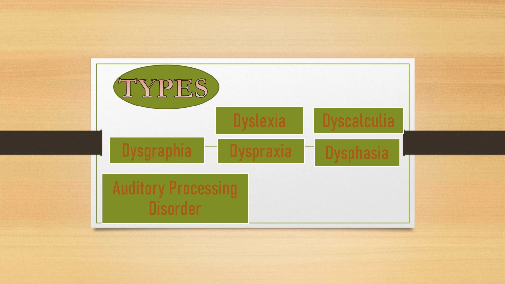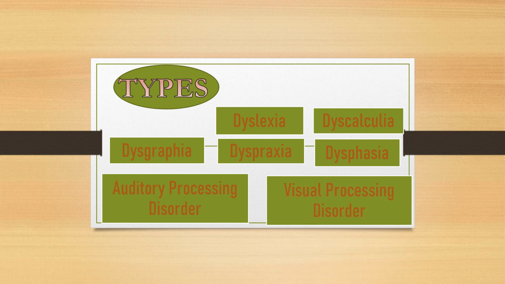Auditory processing disorder. Difficulty hearing differences between sounds. Problem with reading, comprehension, language. Visual processing disorder. Difficulty interpreting visual information. Problem with reading, math, maps, charts, symbols and pictures.